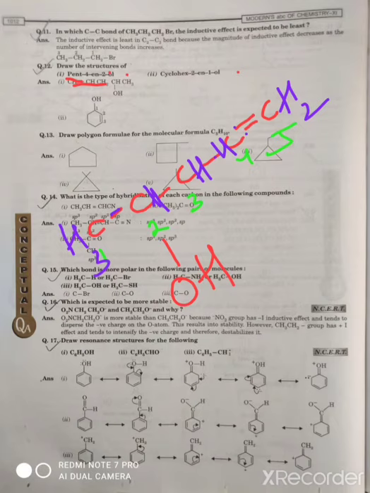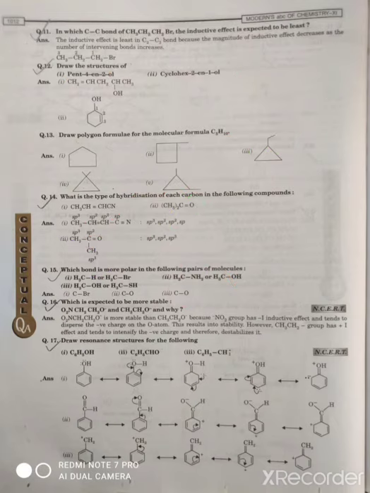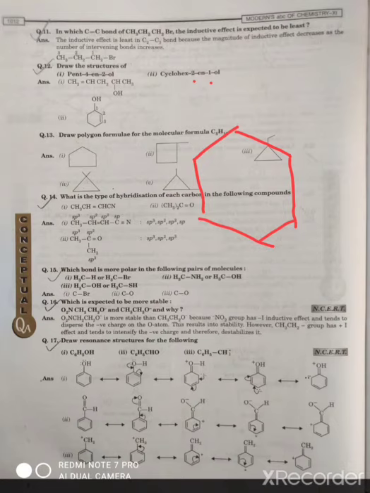Next structure: cyclohex-2-en-1-ol. The word cyclohex is used, that means it is a cyclic compound, and hex means total 6 carbons are there. You have to make a hexagon, and it is given 2-en. That means on the second position there is one double bond, and 1-ol means you have to give importance to the functional group.